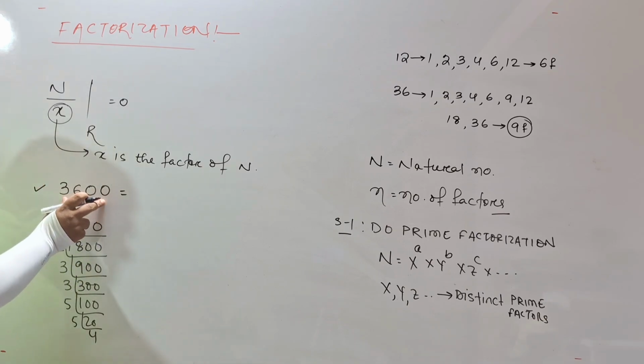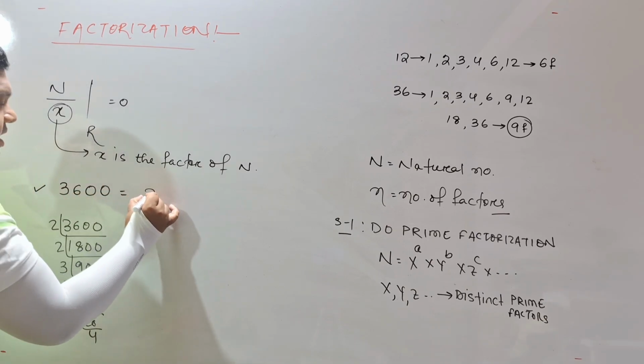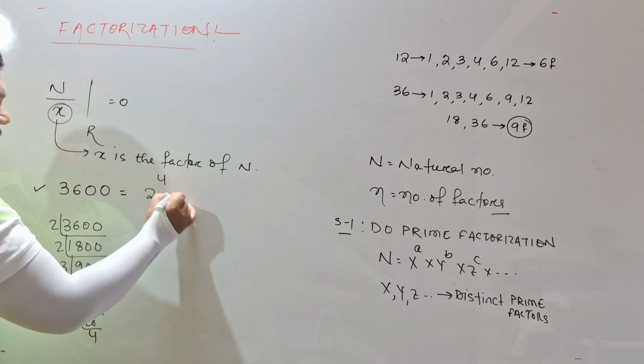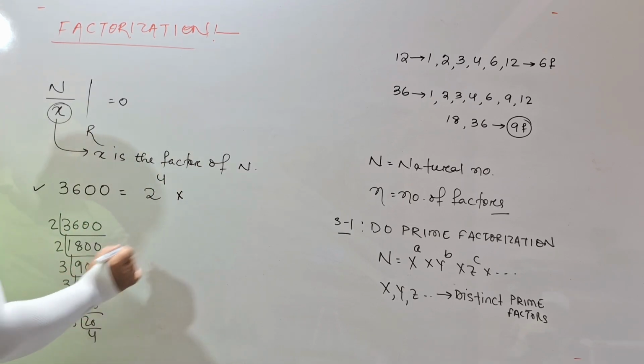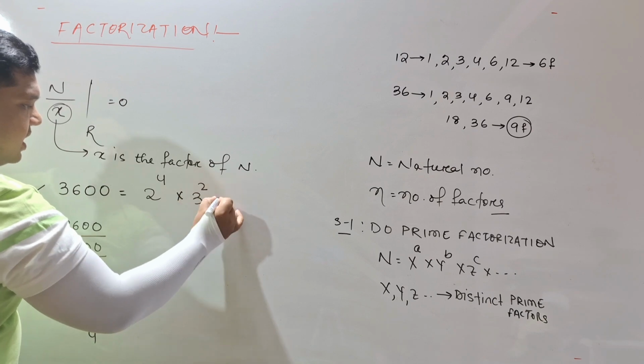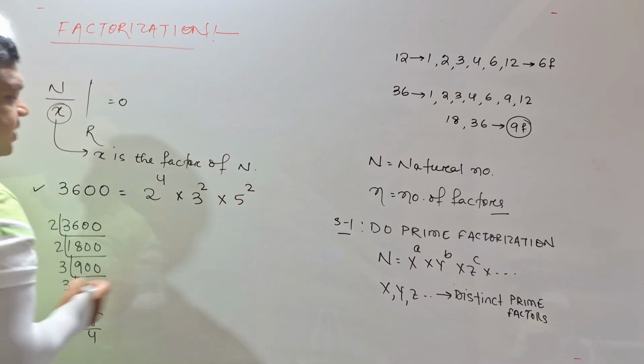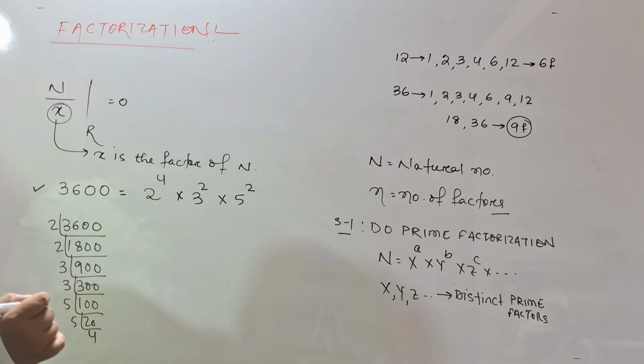So for 3600, how many 2's are there? If you count, this is 2 and here 2. So 2 to the power 4. How many 3's are there? 2 3's are there. And how many 5's are there? 2 5's are there. So this is the prime factorization of 3600.